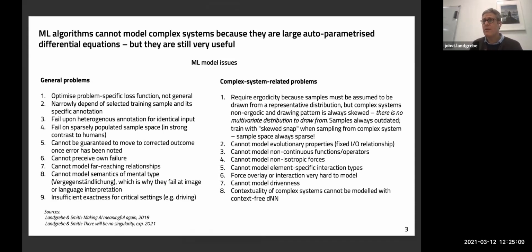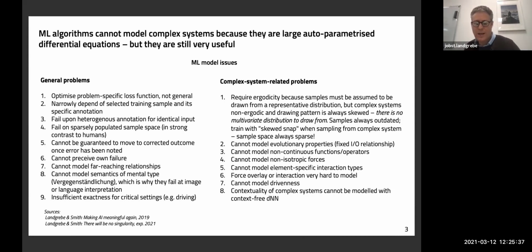That's like, if you want to measure height differences, only picking people from the basketball team. If you only pick people from the basketball team, then you will have a skewed sample because they are taller than anyone else. And so that's the problem. So complex systems create non-ergodic distributions of data. And so there is no multivariate distribution to draw an adequate sample from.